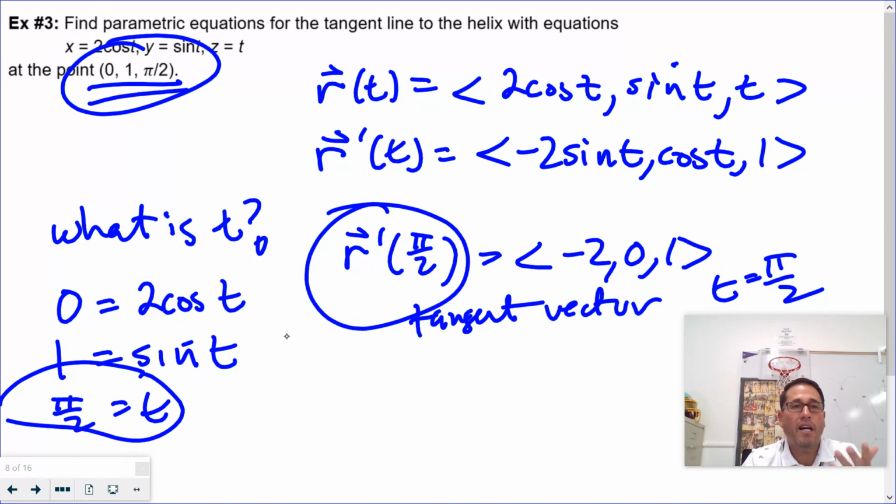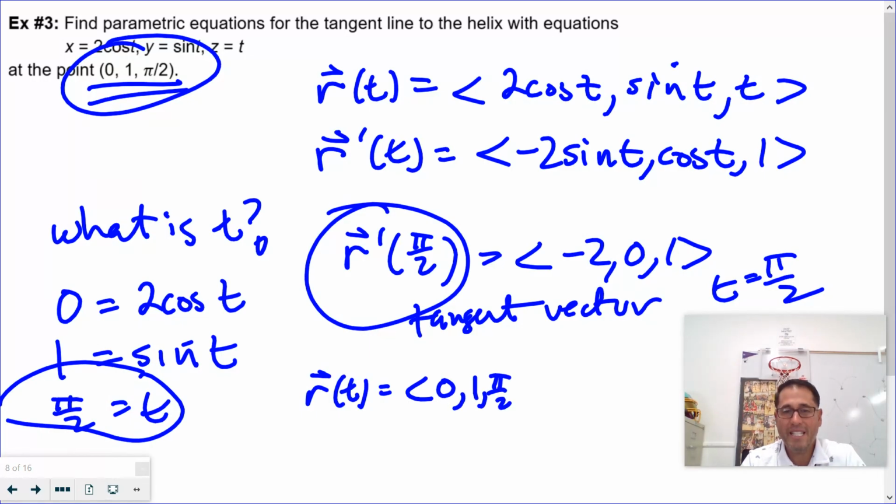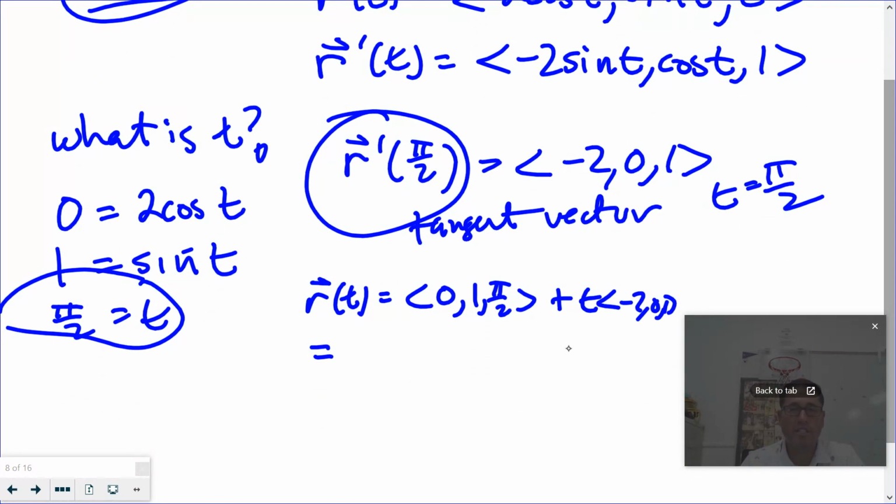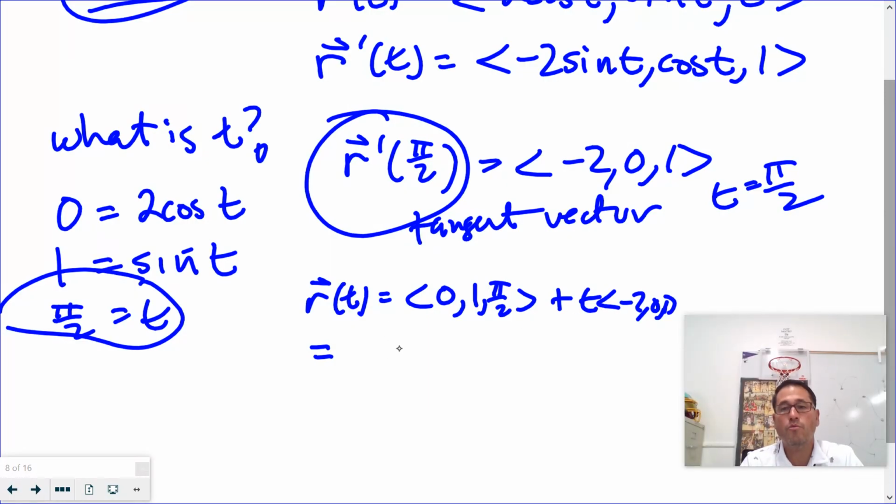In order to find the parametric equations, it'd be nice to have the vector equation for that. The vector equation would be your point, 0, 1, pi over 2, plus t times your slope, negative 2, 0, 1. Kind of like going back and doing those equation of a line problems. We just need a point and a slope. Actually, it's a little easier than what we did in BC with y minus y1 equals m times the quantity x minus x1.